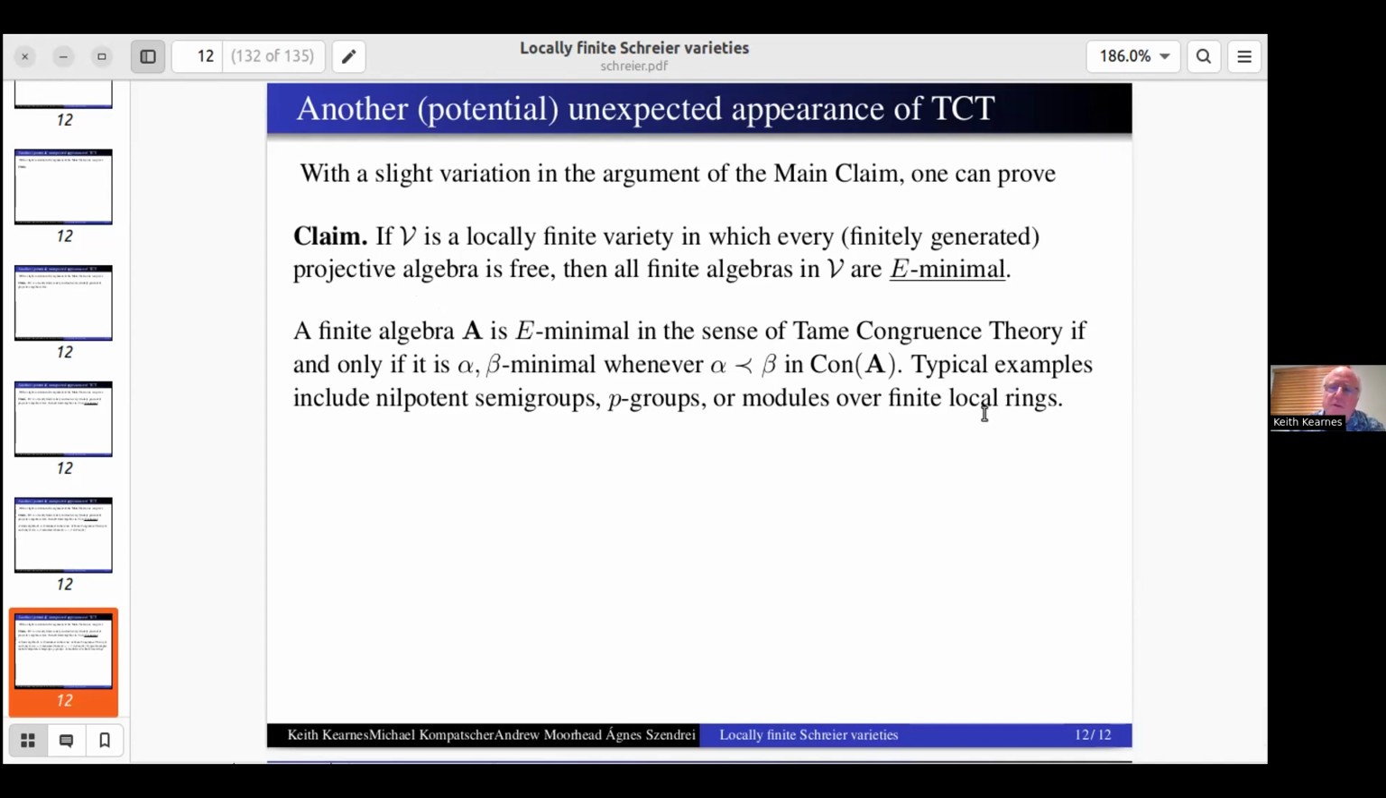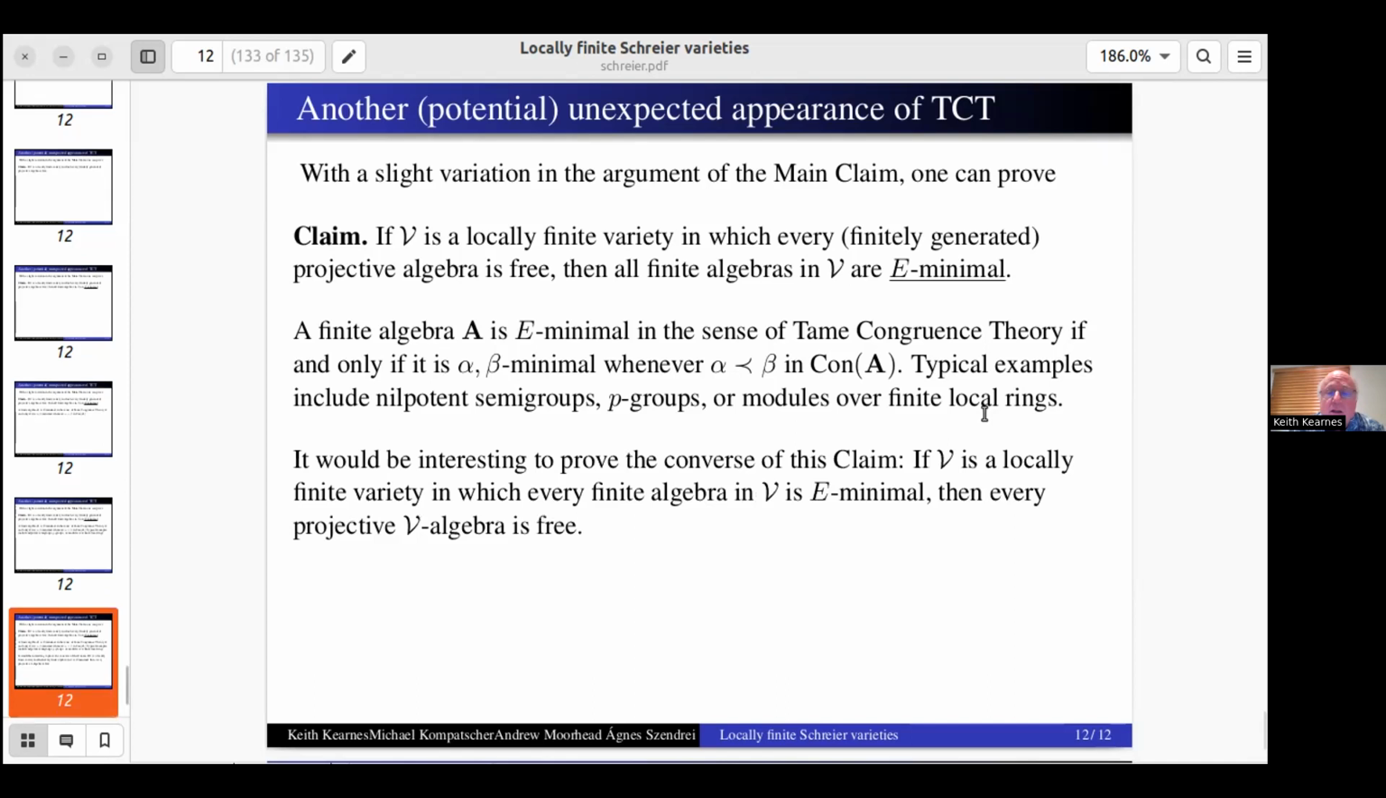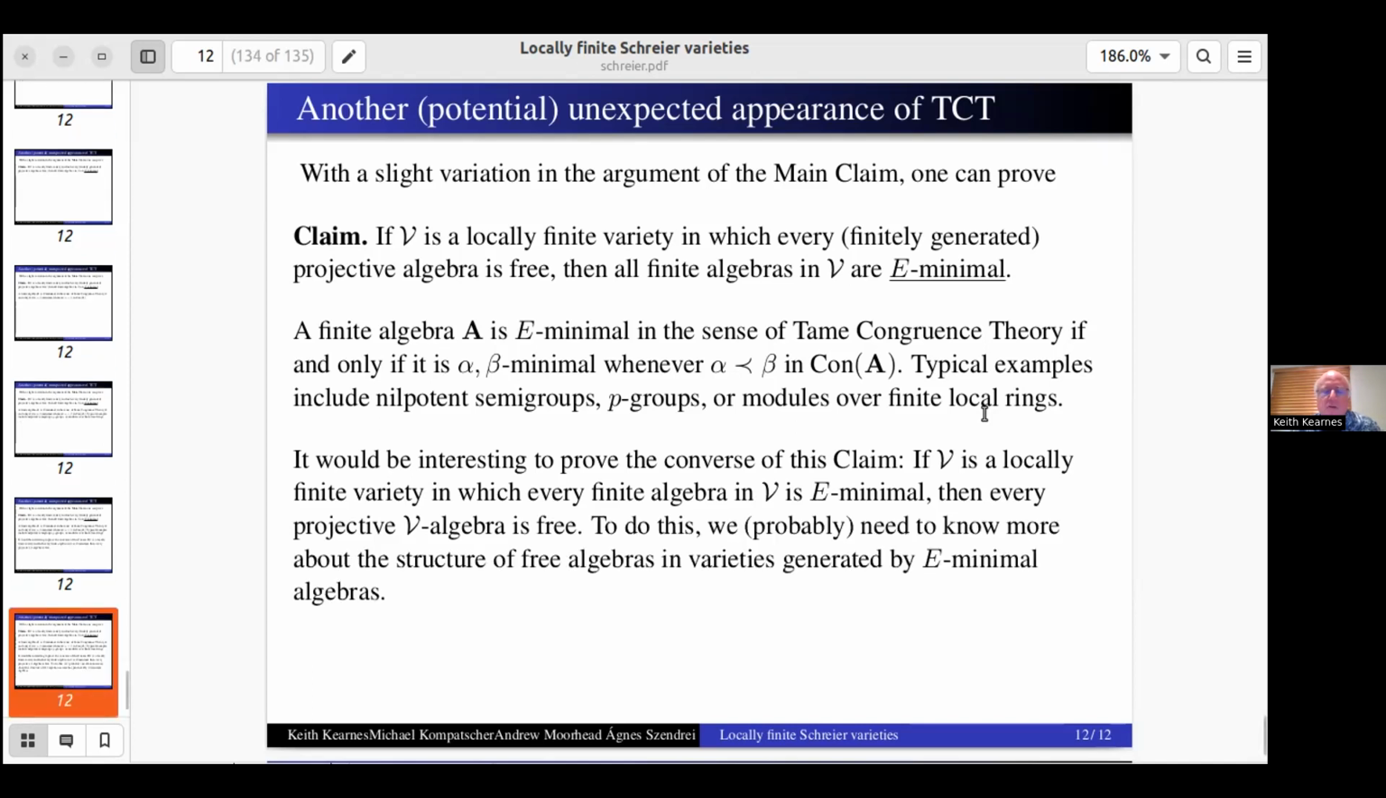Okay, so it inspires some hope that the converse might be proved, but to prove it you would have to know the structure of free algebras in varieties generated by E-minimal algebras. I don't know that structure. Yeah, and this is what I think might be true. If you have a locally finite variety in which every finite algebra is E-minimal, then every projective algebra is free. To do it, you need to know about the structure of free algebras in varieties generated by E-minimal algebras. Okay, that's all I had to say.